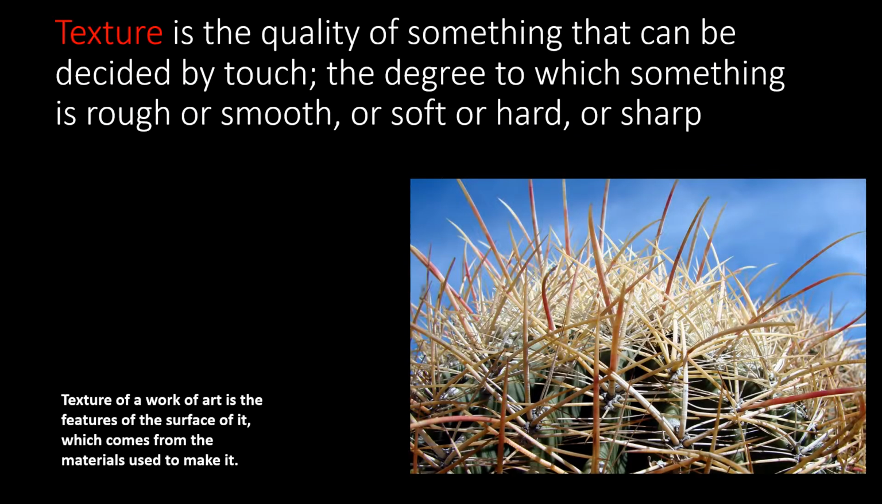So we've looked at pattern. What is texture? Now, there can be a pattern to something, like you can see there's a pattern in the regular positioning of these very sharp spines on this cactus. However, the sharpness is the texture, the degree to which something is rough or smooth, soft or hard or sharp.